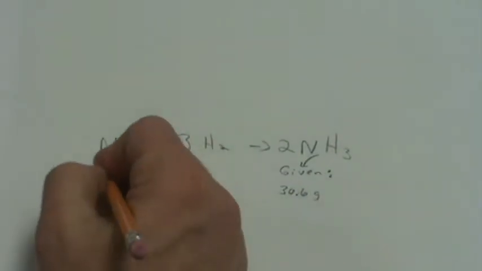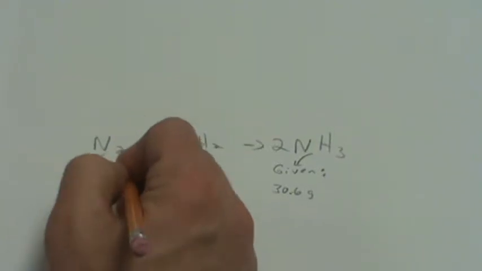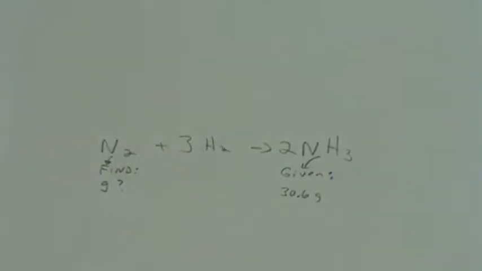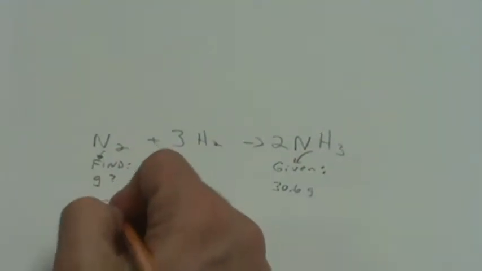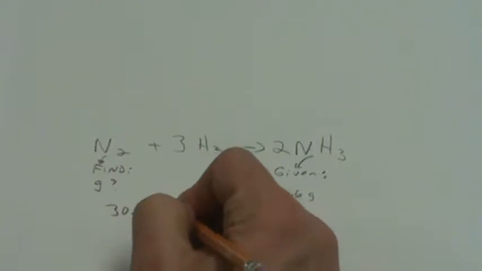Okay, and then we're trying to find this nitrogen, and specifically grams of it. How many? Okay, so I'm going to rewrite the given, 30.6 grams NH3.